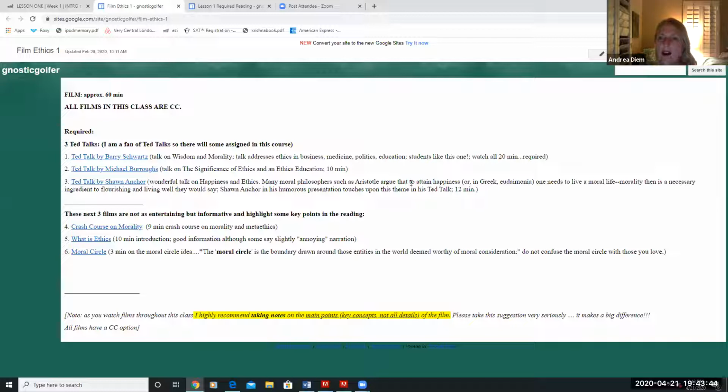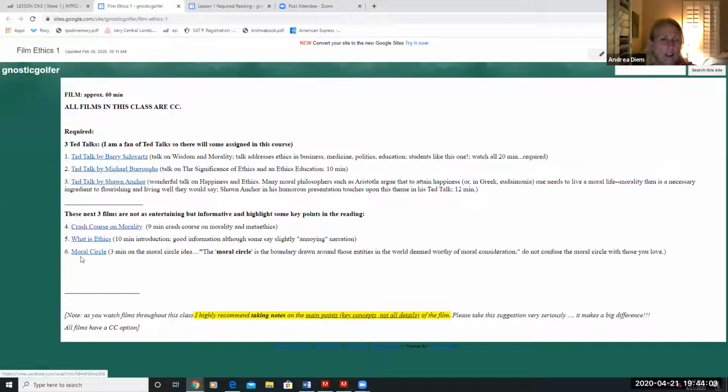The word for happiness in Greek is eudaimonia. And eudaimonia means flourishing or living well. I mentioned that a few times. So, the concept of living well and flourishing, eudaimonia, or attaining happiness, and that morality is that necessary ingredient to get there. So I think that is a wonderful presentation he gives.